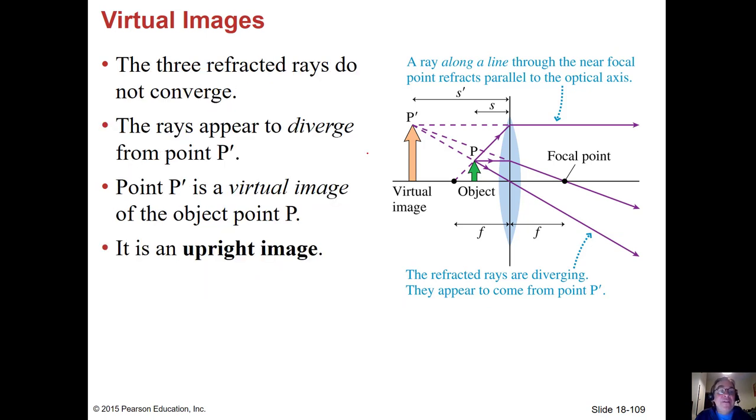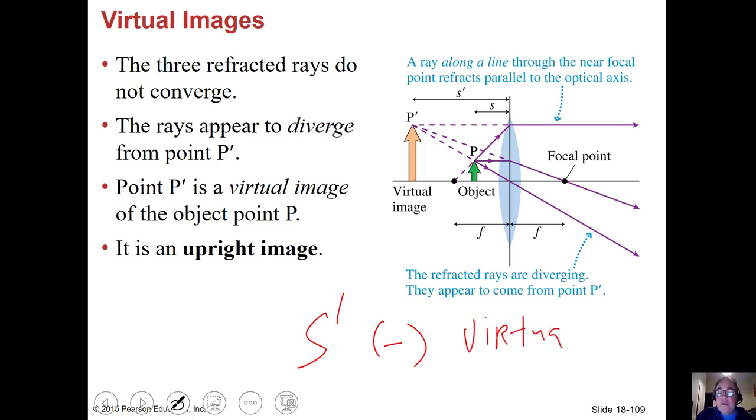The 3 refracted rays do not converge. They, in fact, diverge. Your brain has to trace them back, and it forms a virtual image. Virtual and upright always go together. This is a case also where S prime is negative. S prime being negative, virtual, upright, always go together. So with ray tracing, lenses, and mirrors, you have to keep track of these signs and what they mean.